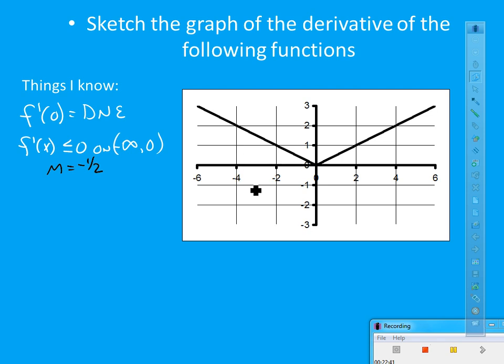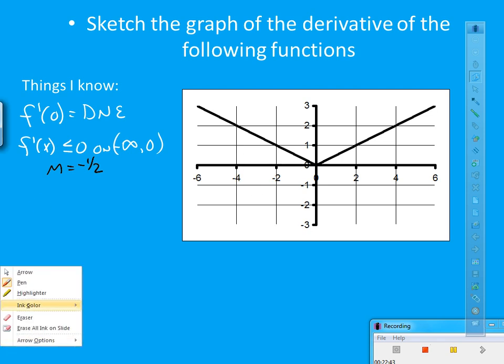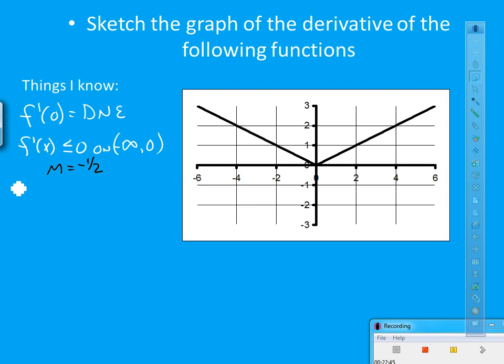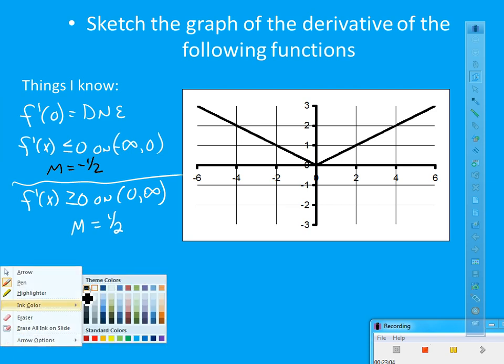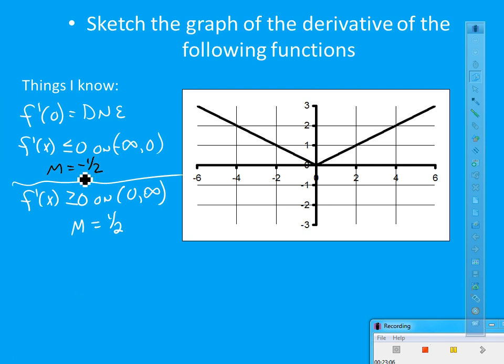The other thing that I know, let me switch back to some white ink here, is that f prime of x is greater than or equal to 0 on 0 to infinity, because it's positive right here. A step further, since it's a line, my slope is 1/2 at that point. Well, here's what my derivative is going to look like. I know my slope is -1/2 on -infinity to 0.